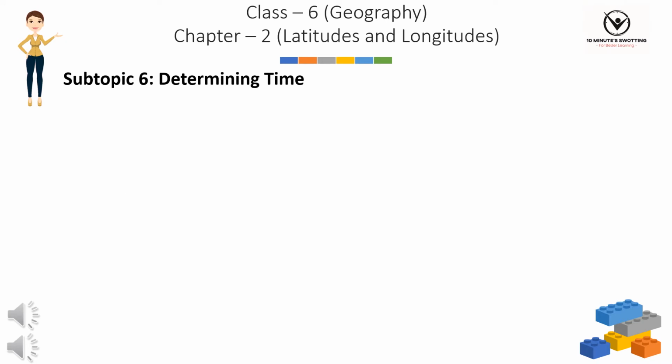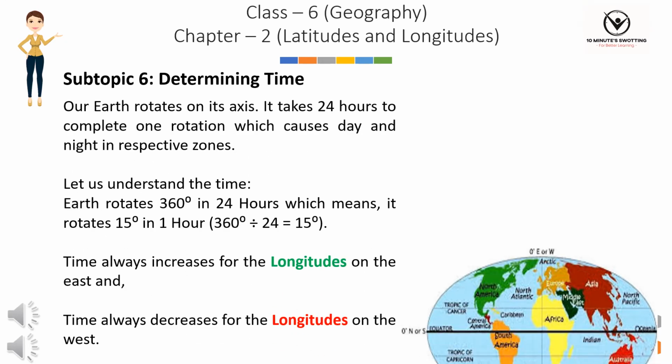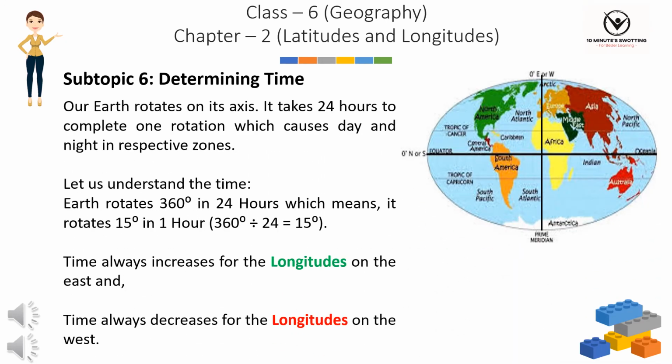Subtopic 6. Determining time. Our Earth rotates on its axis. It takes 24 hours to complete one rotation, which causes day and night in respective zones. Let us understand the time. Earth rotates 360 degrees in 24 hours, which means it rotates 15 degrees in 1 hour. 360 degrees divided by 24 equals 15 degrees.